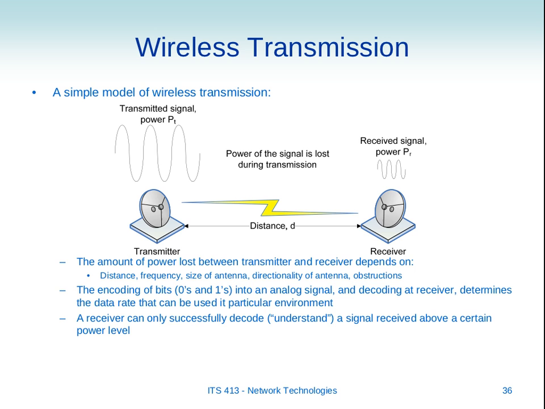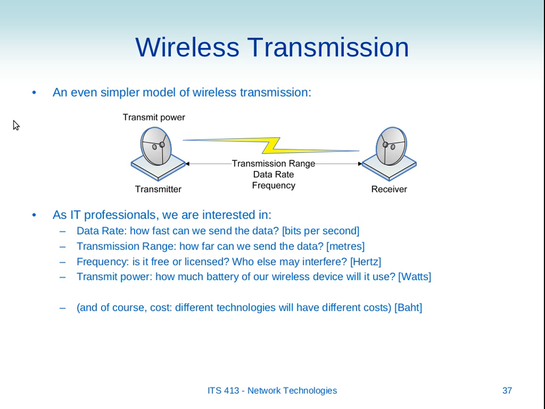What do we care about? This is the same wireless transmission, but a simpler view. We transmit with some power level over some distance. And to the receiver, we'll focus on the transmission range. What distance can we transmit across? At what data rate? And using what frequency?